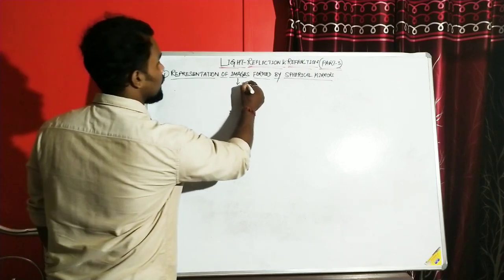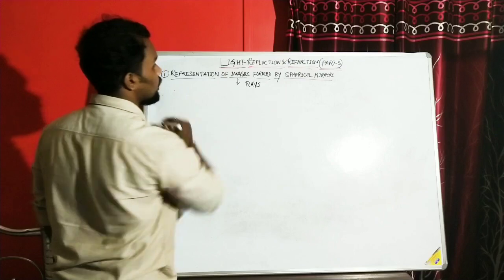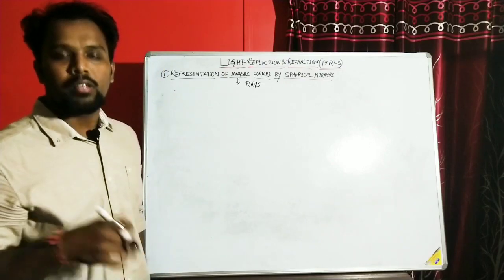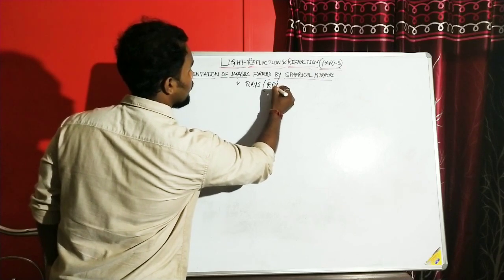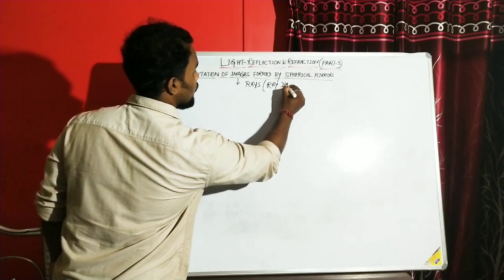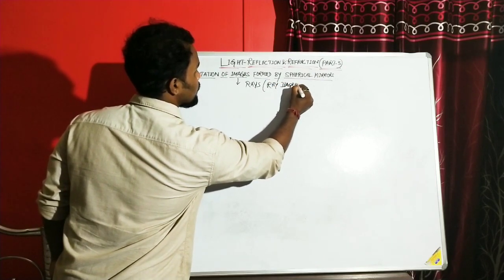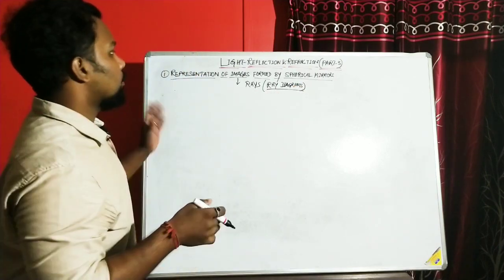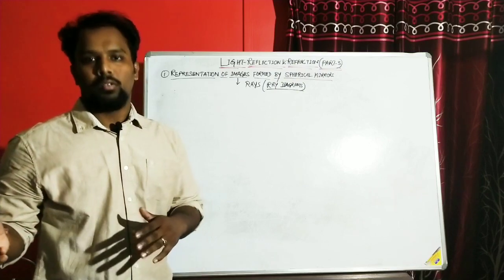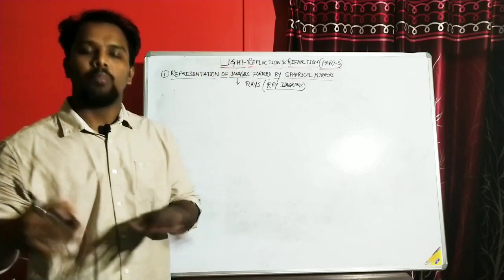We will use rays. Incoming rays and reflected rays, those are rays, right? That's why these are known as ray diagrams. In the exam there may be a question to draw the ray diagram of something, if the object is here or there.